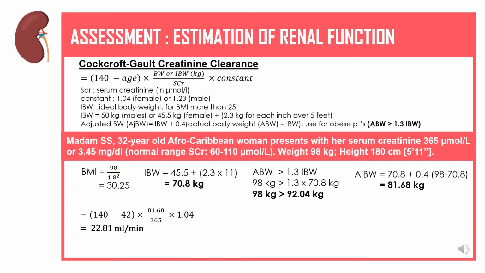It's calculated that the adjusted body weight was 81.68 kg. So this adjusted body weight will be used in the Cockcroft-Gault creatinine clearance equation. Put the values in the formula, and you can calculate that the creatinine clearance for this patient using the Cockcroft-Gault equation was 22.81 ml per minute.